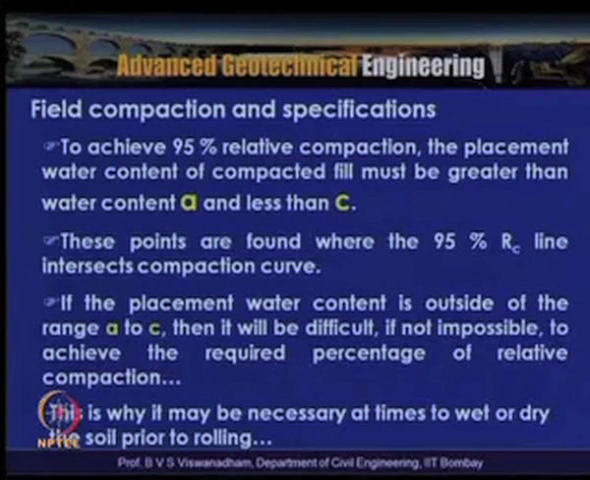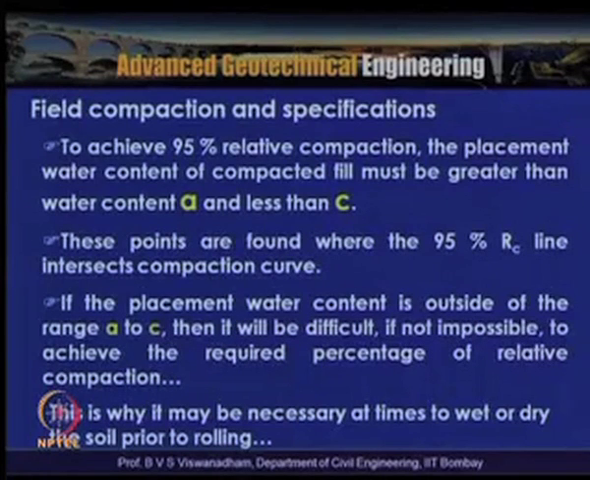Let us say that if that point happens to be C, which is OMC plus 2, it should be less than that. So, for 95% relative compaction, the placement water content of the compacted fill must be between these two limits. And these points are found where the 95% relative compaction line intersects the compaction curve. If the placement water content is outside the range A to C, then it will be difficult, if not impossible, to achieve the required percentage of relative compaction.